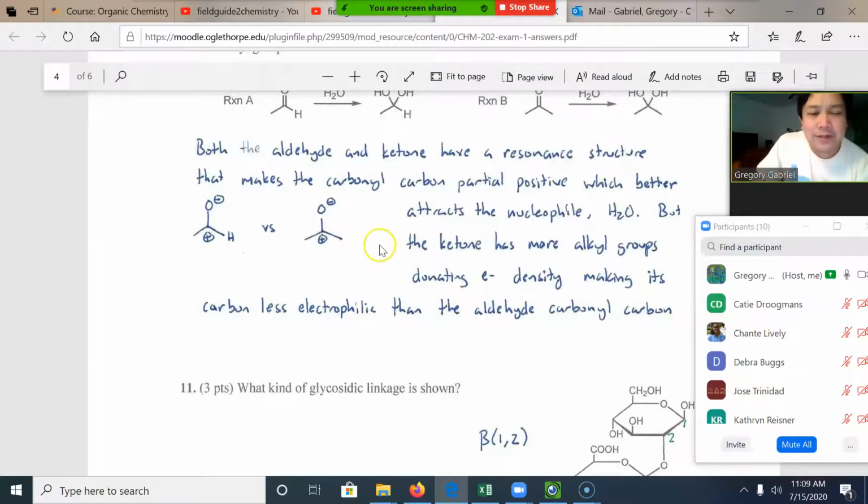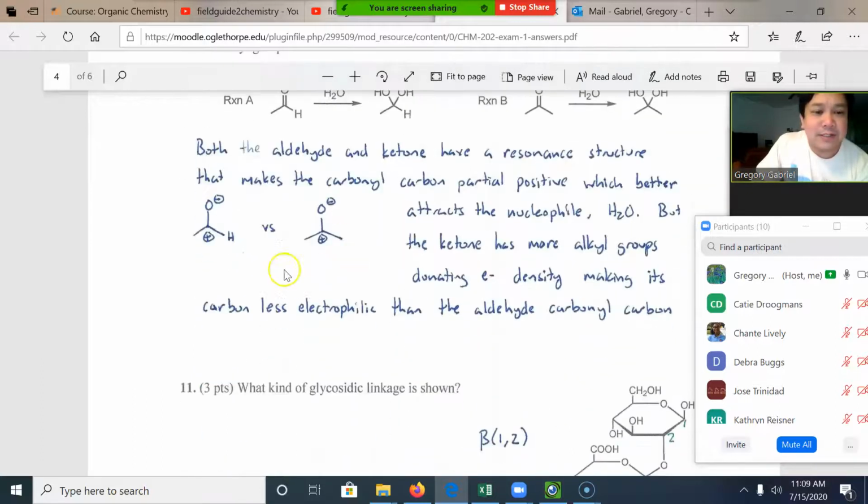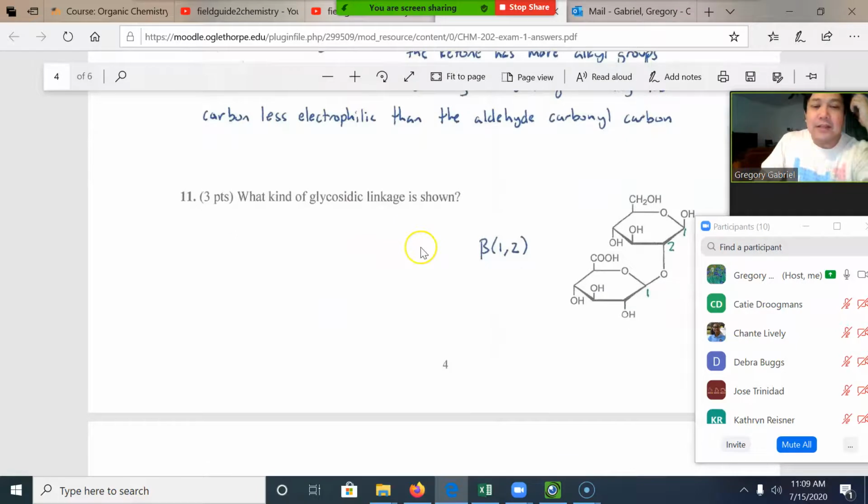I don't think I took off points if you mentioned resonance and you mentioned that the carbon is very electropositive. But I did say you may want to consider resonance, and this is the resonance, and that this carbocation is less positive because you have 2 groups donating electrons into it. This only has 1 alkyl group. So this carbon is more attractive to the nucleophile. The linkage format is alpha or beta, and then which 2 carbons you're connecting.